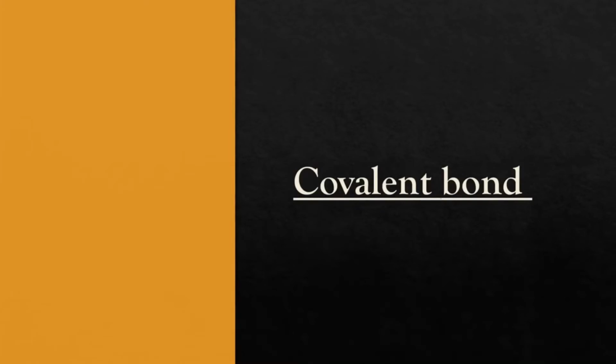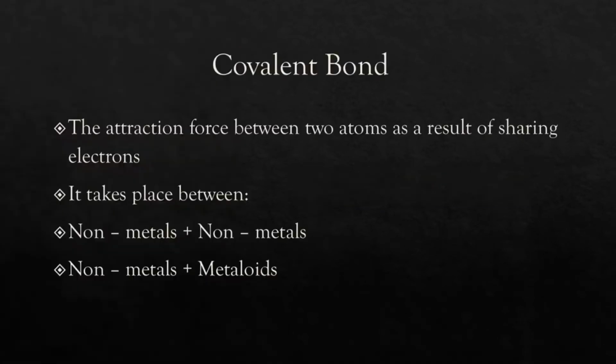First type of bonds is covalent bond. Covalent bond is the attraction force between two atoms as a result of sharing electrons. That means that atoms are sharing the electrons. Covalent bond takes place between nonmetals and nonmetals or between nonmetals and metalloids.